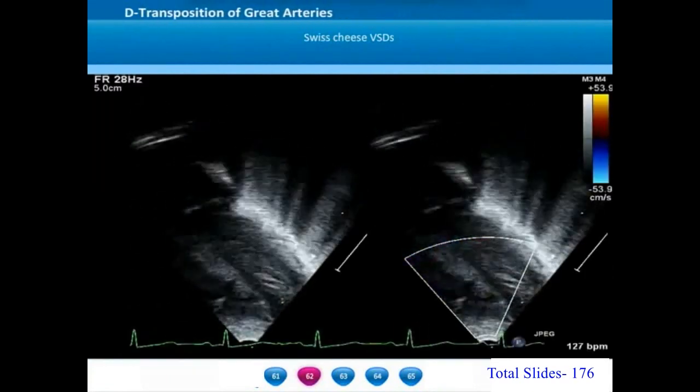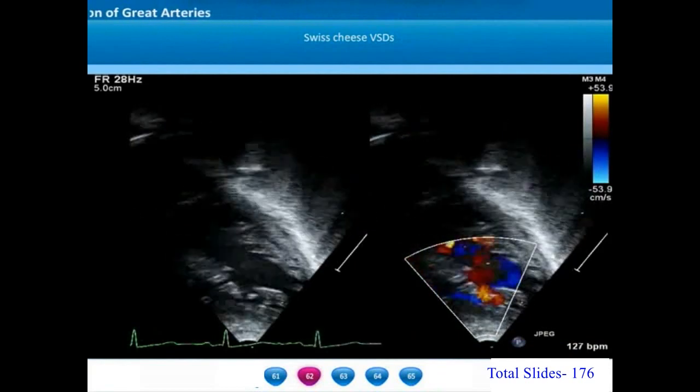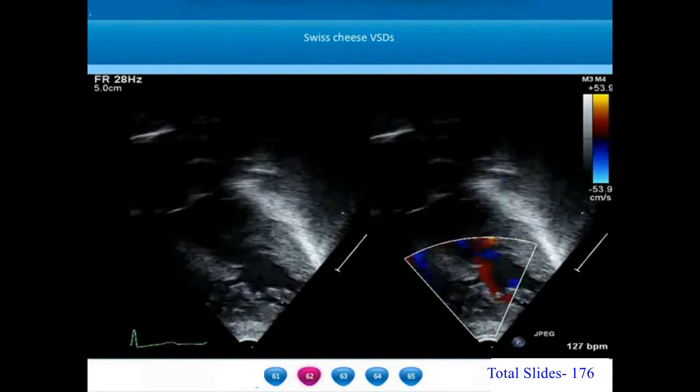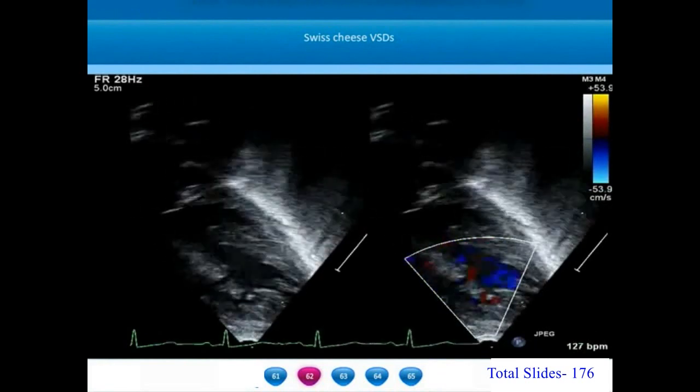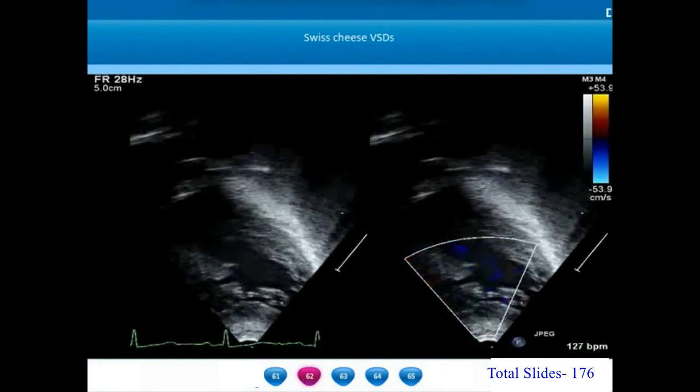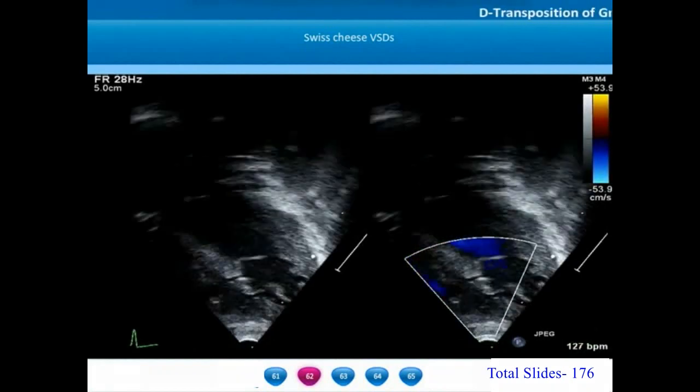Some of the muscular apical ventricular septal defects may be like a Swiss cheese defect. There will be multiple interventricular communications all along the apical portion of the ventricular septum.